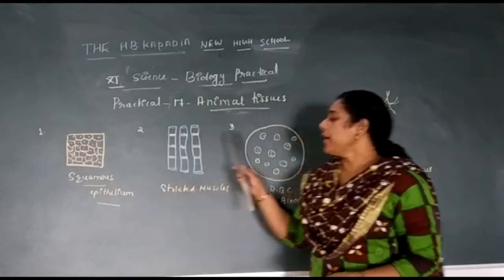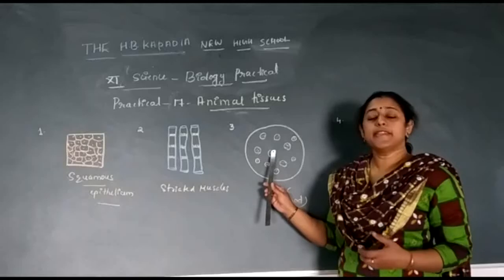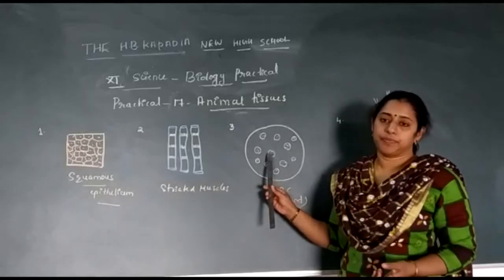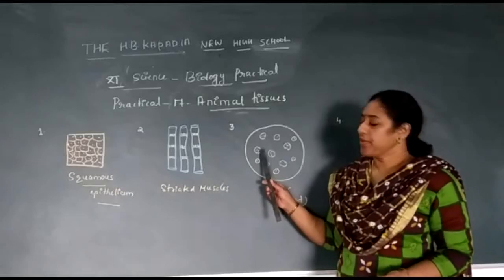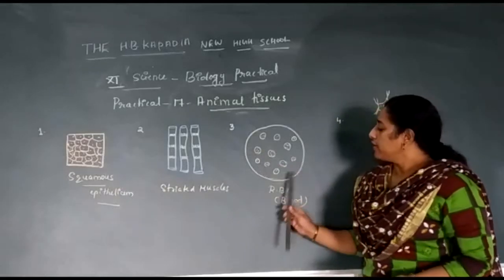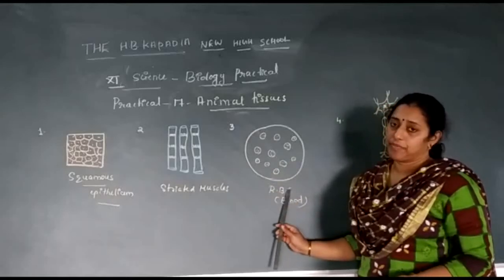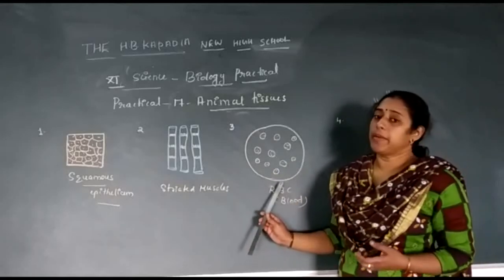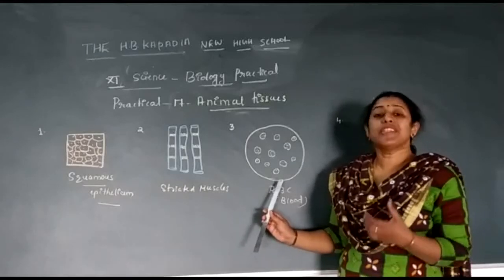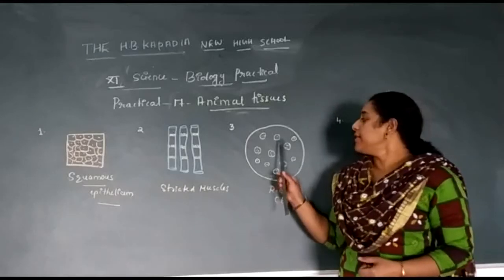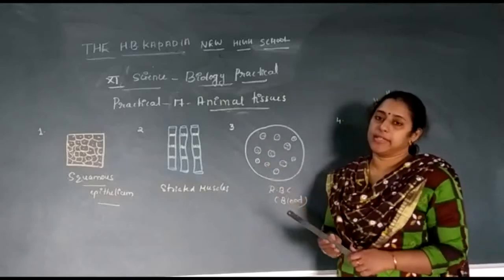Now, the third type of animal tissue is blood. Blood is a liquid connective tissue. And here, this is a slide, the sectional view of RBC. RBC is one type of blood cell, which is otherwise called red blood cell because it is red in color. This is spherical in outline and biconcave from both the sides.